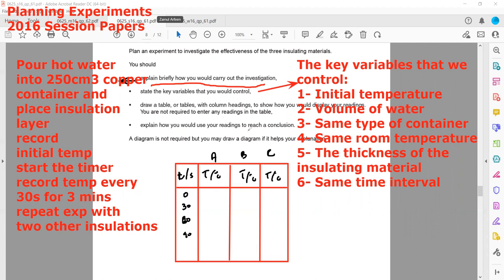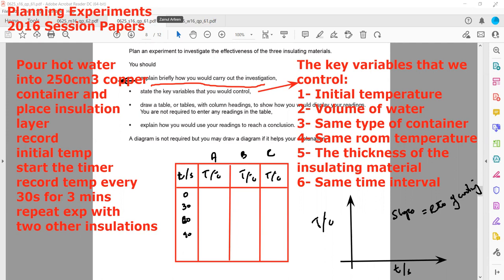Then explain how you would use your readings to reach a conclusion. So we will plot a graph. On the x-axis, we'll have time. On the y-axis, we have temperature, and rate of cooling is actually the gradient or the slope. The slope of this graph represents the rate of cooling. The one which has a steeper slope cools down faster, so that is not an effective insulation. The one which is less steep takes longer to cool down, so that is an effective insulation.